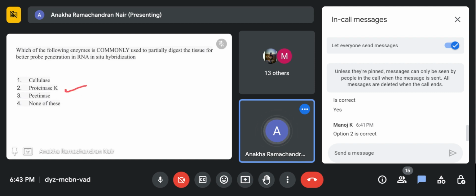So proteinase K, what it will do is, in the cell membrane, there will be proteins, right? That will be degraded by this proteinase K, and that will help make pores in the cell wall or the cell membrane of the tissue that you are going to use in the RNA in situ hybridization. Okay. So the correct answer is proteinase K.